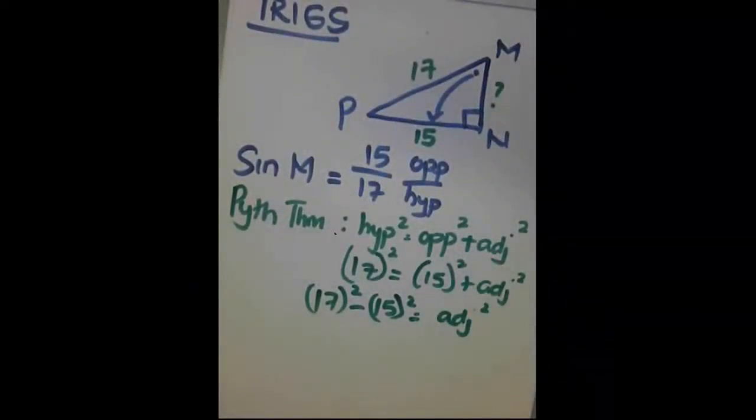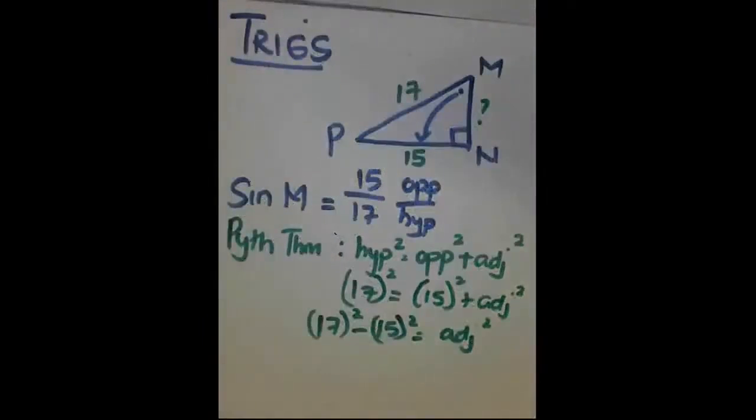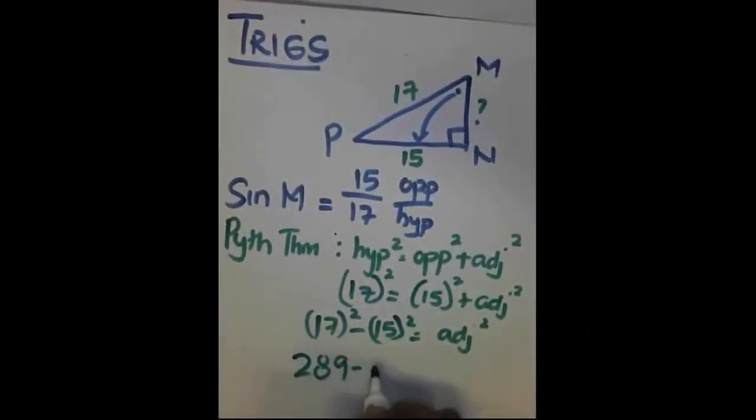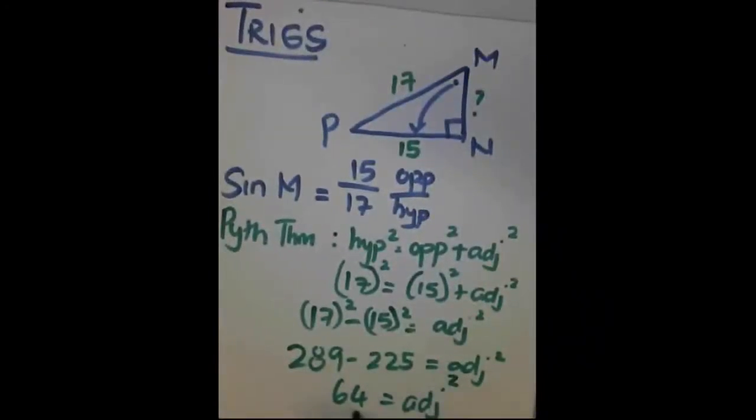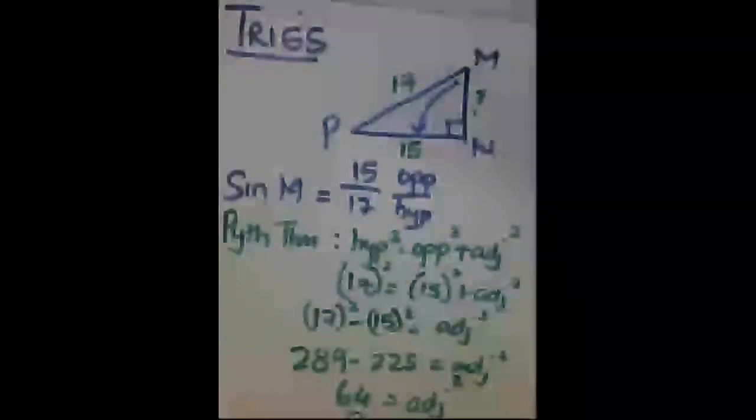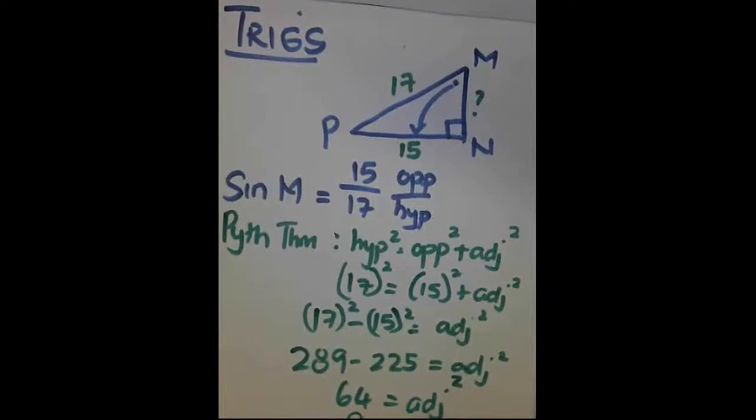Now what is 17 squared? Let's just figure that one out so that you can see that we do work things out. And I get 289 minus 225, and I end up with 64. 64 is equal to my adjacent side squared, of course, so 8 will be equal to my adjacent side. So there we have it, and this adjacent side happens to be MN.